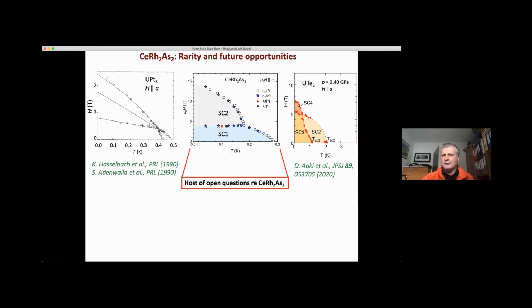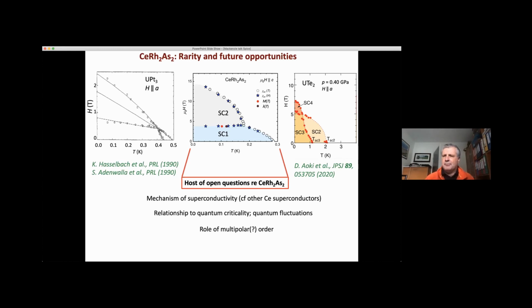For CeRh2As2, though, that is far from the end of the picture, because we don't have anything to say about the mechanism of the superconductivity. We don't have anything to say about its relationship to quantum criticality and the associated quantum fluctuations. And we don't have anything to say about the ordering that seems to be going on in the normal state, which we think might be multipolar. So in some senses, we've deduced a lot, I would say, and I'm very excited about the result, but this is only the beginning of research into this material.